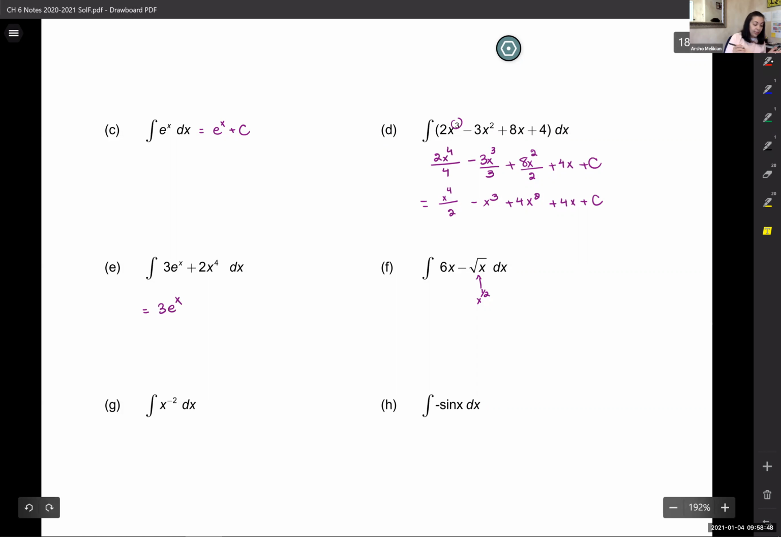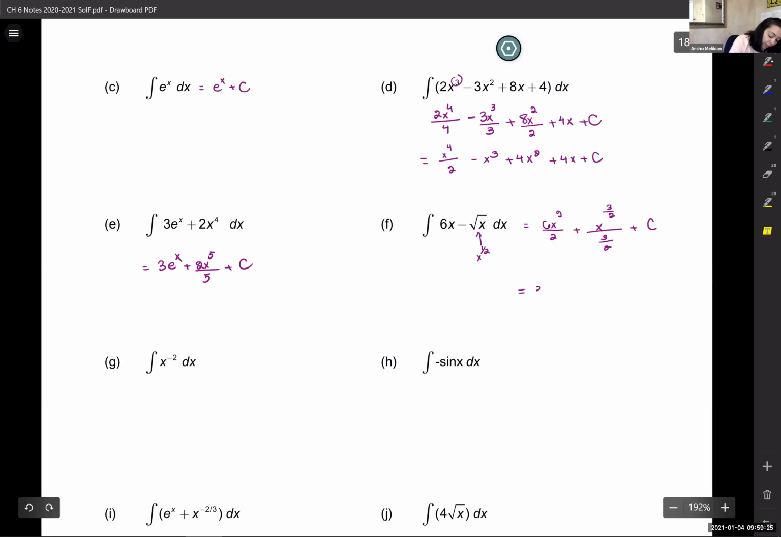3e to the x, because that doesn't change. Plus 2x to the 5 over 5 plus c. Right? So this one, I read it as x to the half, right? So now I get 6x squared over 2 minus x to the half plus 1 is 3 over 2, divided by 3 over 2, plus c. But of course, we can't leave complex fractions. So that'll be 3x squared minus 2/3 x to the 3 over 2. And soon you'll get more efficient with this and you will say, okay, if it's x to the 3 over 2 and I have to divide by that, it's just times the reciprocal, plus c.